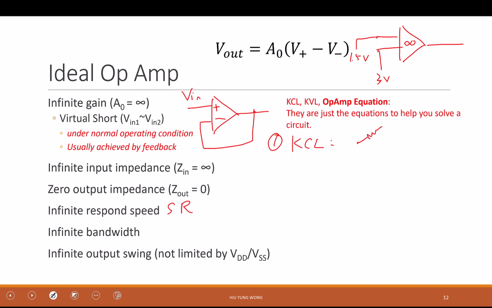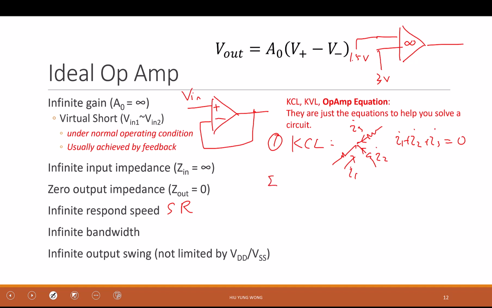If I have a node, then for this node I have some resistor or whatever coming in. This is I1, I2, I3. It helped me to get one equation. We say I1 plus I2 plus I3 has to be equal to 0, right?